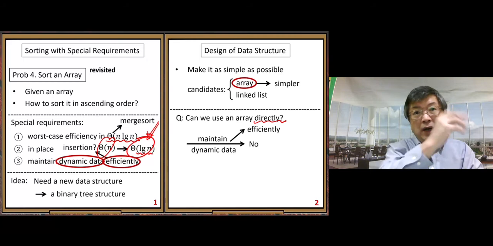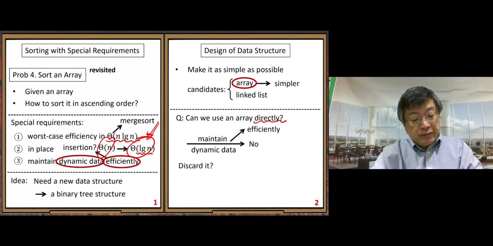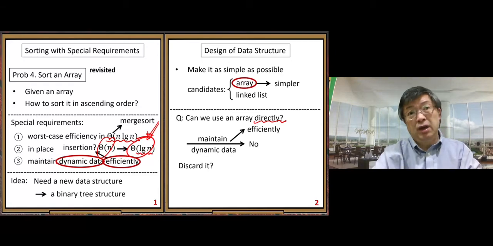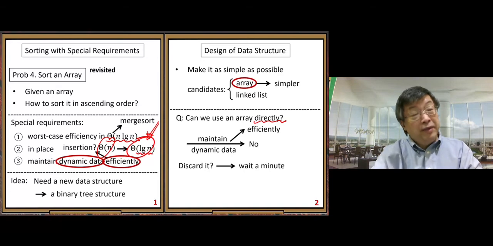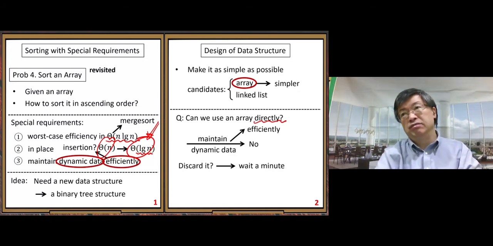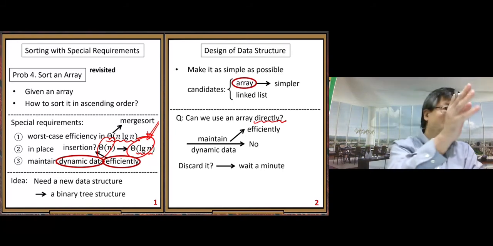All right. So next, should we discard it? We don't know how to use it efficiently. Do not make that decision so fast, because we need to try to find a solution. If we can, then we can avoid the linked list. Otherwise, you have to go to the linked list.